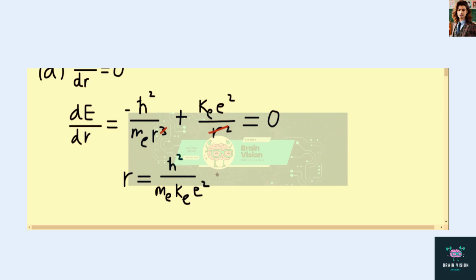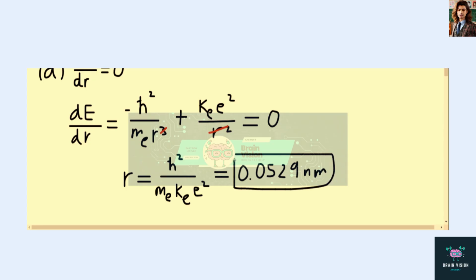Well, all of these are just constants. You can look them up, but they're all just common constants. Plugging those values in, we find that this is equal to 0.0529 times 10 to the minus 9 meters, or 0.0529 nanometers. You could write it as meters or nanometers. I'm going to write it as nanometers, and we can box that in as the solution for part D.